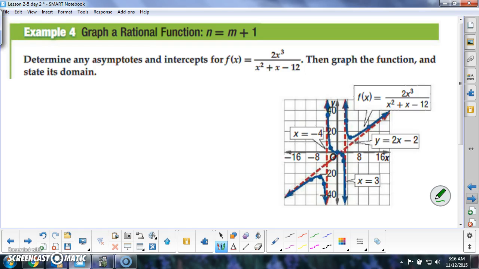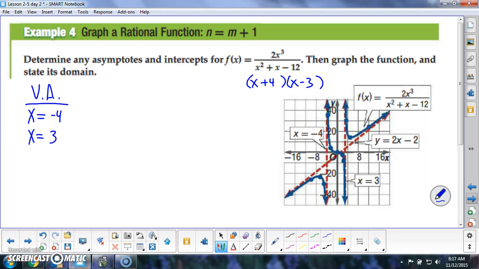So here's an example. You can see the function that they give us, 2x to the third on the top, x squared plus x minus 12 on the bottom. You can see it graphed. There is no horizontal asymptote. There is a slant or oblique asymptote. The directions say determine any asymptotes and intercepts for this function. So let's first figure out the vertical asymptotes by factoring the denominator. We get x plus 4 and x minus 3, which means that we'd have two vertical asymptotes, one at -4, the other one at +3. Hopefully you can see that in the graph there.